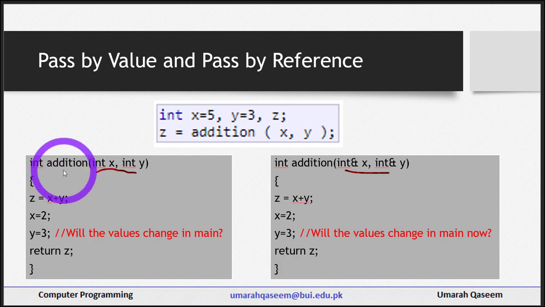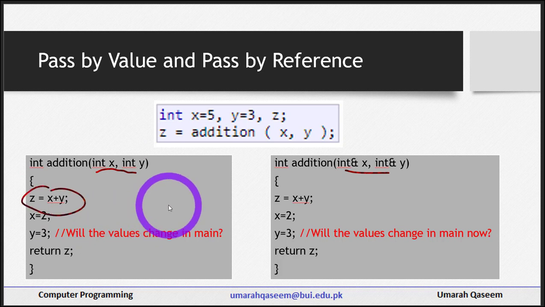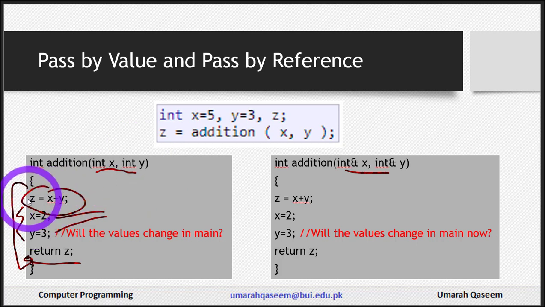This function is of addition. It's taking two variables x and y. It's adding them both right here, so x plus y, and then another thing it's doing is it's changing the value of these two variables x and y. And then it's returning the output of the sum right here, the output z. So the second function, which is taking parameters by reference, has the same code written there too. Two variables are being added and then two variables are being changed.